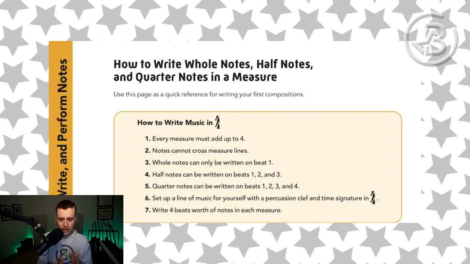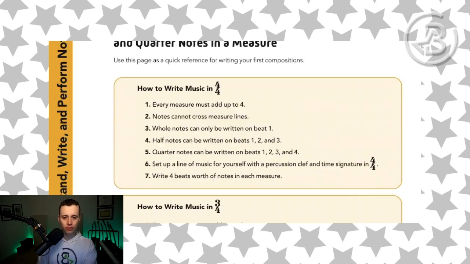You can just come straight to page 24, and that's going to have all the rules you need. So how to write music in 4/4. Number 1, every measure must add up to 4. Notes cannot cross the measure lines, which means you cannot write a half note on beat 4, on count 4, and then have it extend into the next measure. Each measure must have only 4 beats or 4 counts, and if you follow rule 1, rule 2 doesn't even matter.